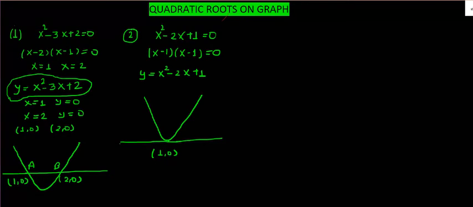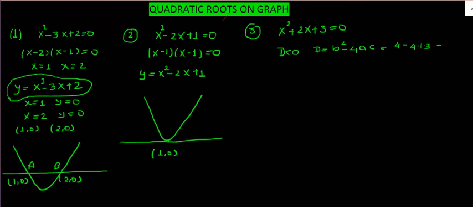Both roots are here. If we take another and last example, x square plus 2x plus 3 equals to 0, then as we know the roots of this equation are imaginary because the D is negative. What is the D? D is the discriminant. Discriminant is b square minus 4ac, and it is b square minus 4 times 1 into 3. What is this? 4 minus 12, it is minus 8.